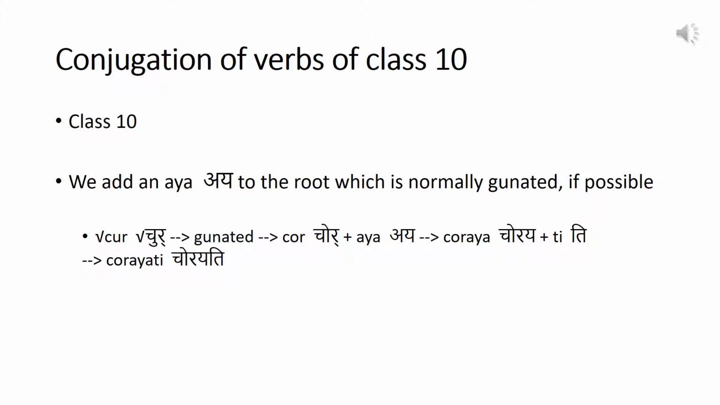Class 10 roots add an aya or I plus a to the root, which is normally gunated if possible. Now let's take a class 10 root chur, to steal. Chur gunated becomes chor. Adding aya gives you choraya, which is a stem, and then you add the endings ti and others to get chorayadi and so on.